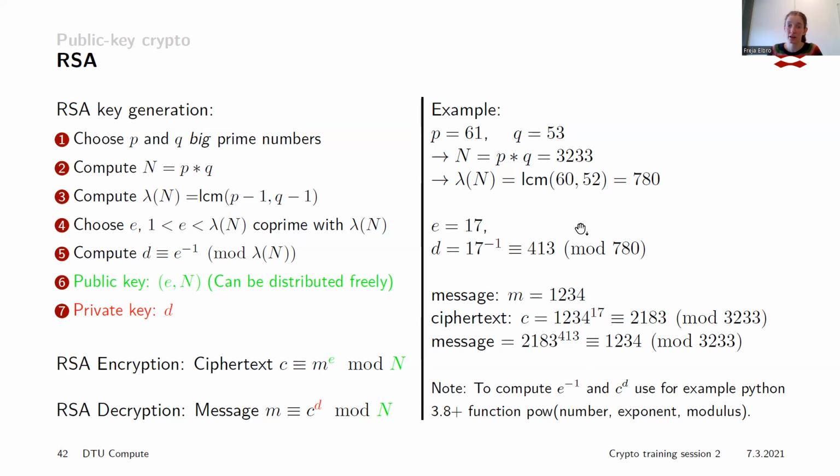Okay, so now we've set up the public key and the secret key. So let's see encryption happening. Imagine we have this message. The ciphertext is then the message raised to the power E. Again, this you can calculate using Python, for example. And to go the other way, we take the ciphertext, 2183, and you raise it to the power D, which is 413. And then you get back the message.